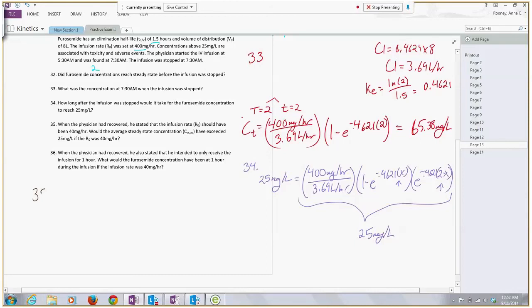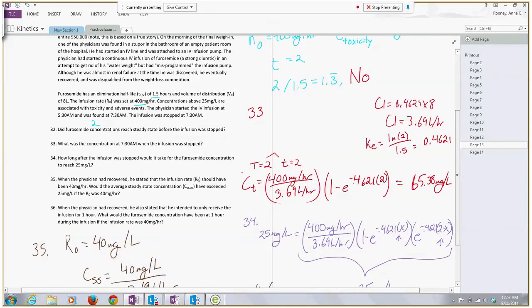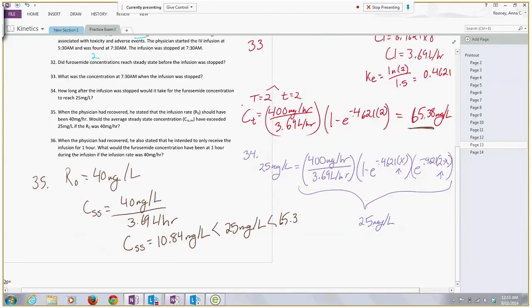Alright, so for 35, R0 is 40 milligrams. This is what he intended. This is the intended dose he wanted to give. So concentration steady state is 40 milligrams per liter. We found our volume of distribution earlier. So we find that the concentration steady state, if he hadn't bungled and accidentally added another 0, would have been 10.84, and that was far lower than the 25 milligrams per liter that he ended up with, the toxic dose, and much lower than the, what was it, 65.38 that he ended up giving himself. You can really screw yourself up with drugs.